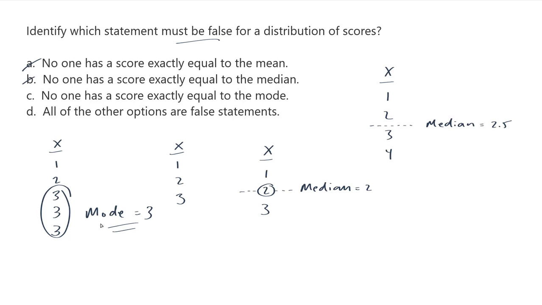The mode has to be the most frequently occurring number in the distribution. So that means it's not just going to happen once, it's going to happen a lot. So you can't say that no one has a score exactly equal to the mode. In fact, the mode means that more people will have that score than any other individual score. So this is the one that I'm looking for. This one must be false. You cannot have a distribution where no one has a score exactly equal to the mode. The mode is the most commonly occurring score, so people have to have that score. So the answer here is C.